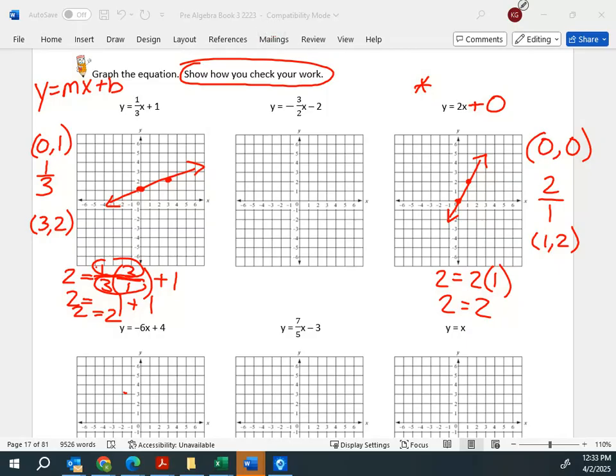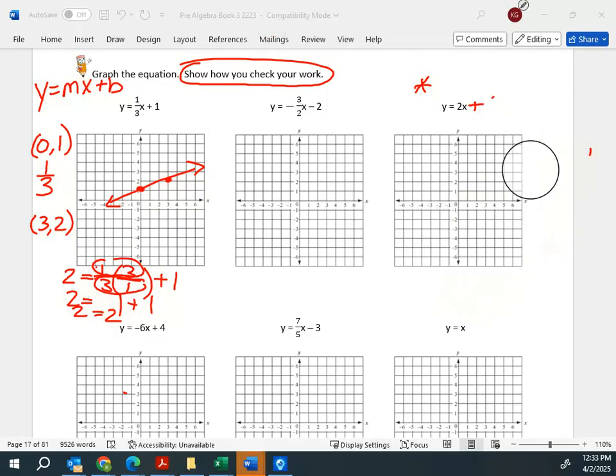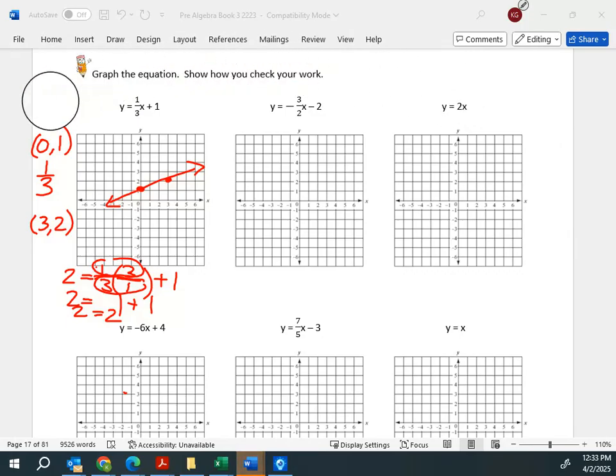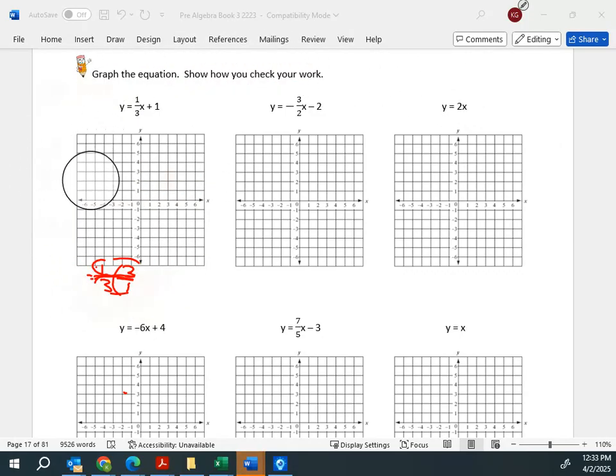All right, let me scroll up. Oh, it's not working. I don't know why it's not working.